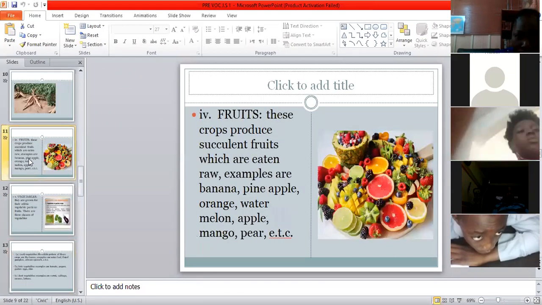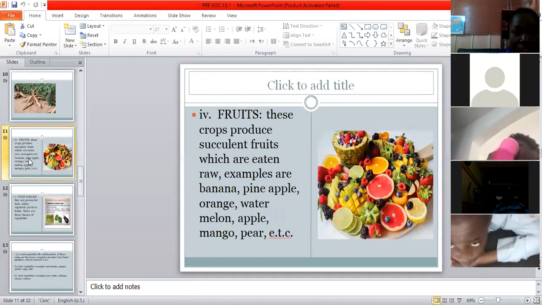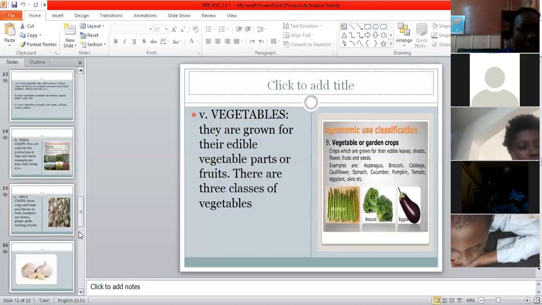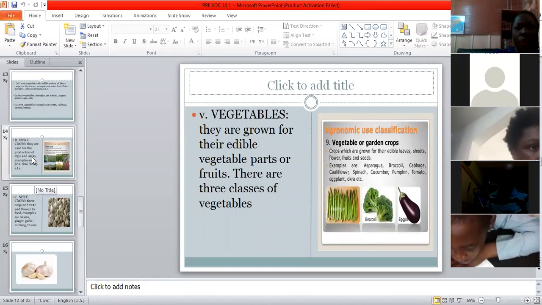We also have fruits, which produce succulent fruit for us to eat. Then the last one here is vegetables. Under the vegetables, we have them in 3 classes: the leafy vegetable, the fruit vegetable, and the root vegetable. These 5 points are just examples of one class of crops based on the uses. Let's go to the second class of crop based on the uses.